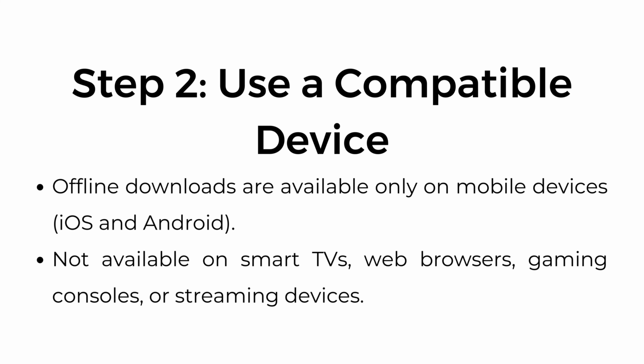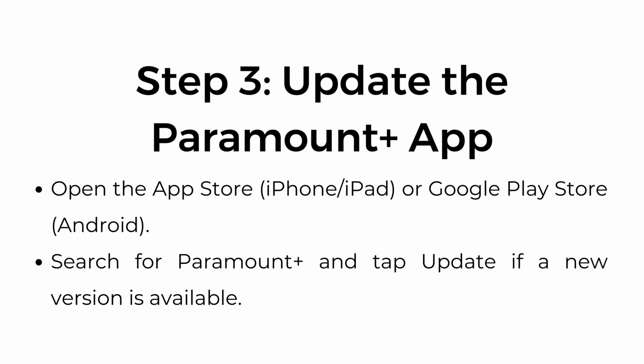Step 2. Use a compatible device. Offline downloads are available only on mobile devices, iOS and Android, not available on smart TVs, web browsers, gaming consoles, or streaming devices. Step 3. Update the Paramount Plus app. Open the App Store, iPhone or iPad, or Google Play Store, Android. Search for Paramount Plus and tap Update if a new version is available.